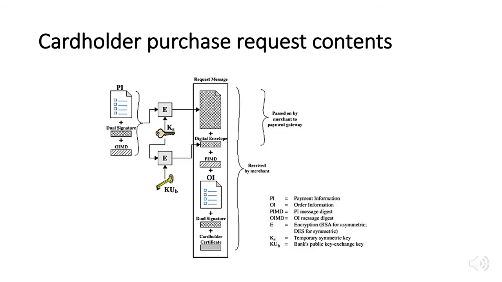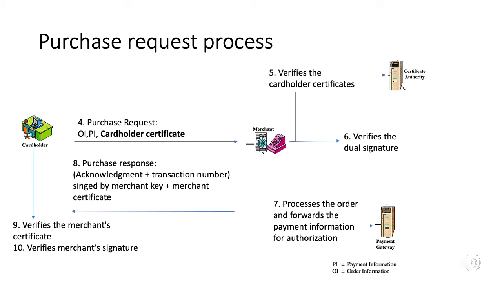The purchase request message content is encrypted by a symmetric key, and the content is payment information, dual signature, and the order information digest. This information is encrypted by using a symmetric key, and this symmetric key is enveloped by using the public key of the bank. Also, the message contains the payment information digest and the order information, the dual signature, and the cardholder certificate. The cardholder will send the purchase request to the merchant.